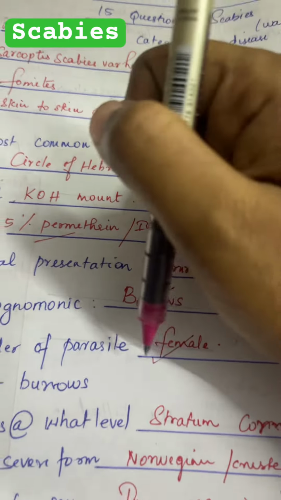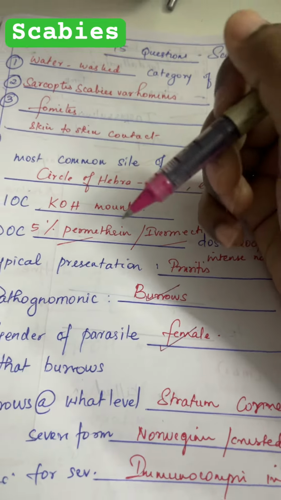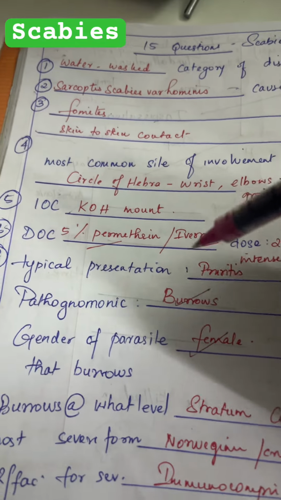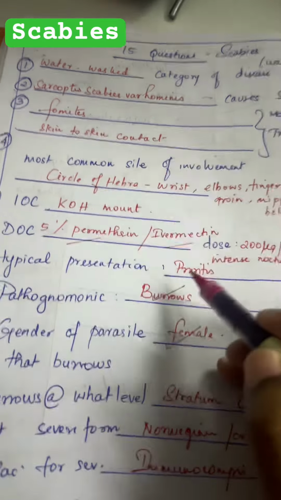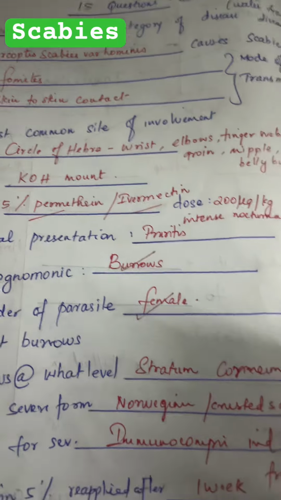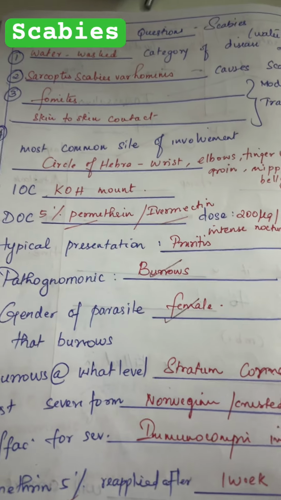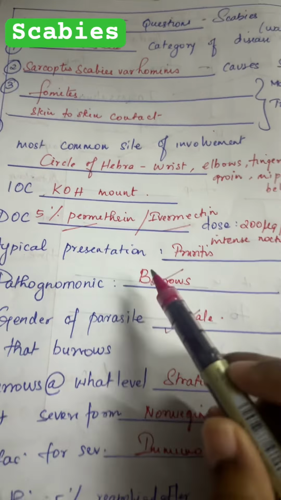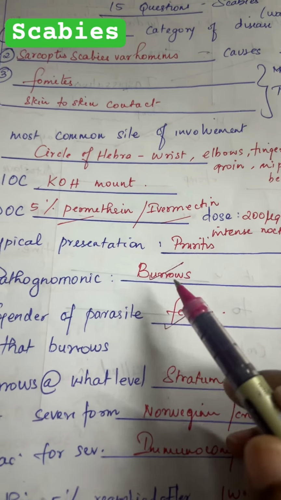Now the typical presentation is pruritus, which is intense itching. Intense nocturnal pruritus is the typical presentation, and pathognomonic is burrows. Burrows are at the level of the stratum corneum. You can see the burrows especially between the fingers, the finger web spaces. So what is causing the burrow? The female parasites are causing the burrows.